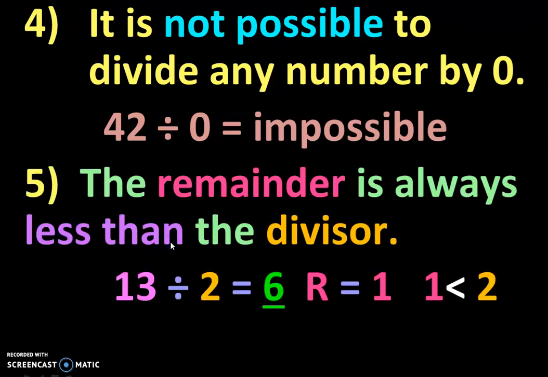Okay, then the next property: the remainder is always less than the divisor. Here we have already done this. 13 divided by 2 is equal to 6 and the remainder is equal to 1. So here the remainder is always less than our divisor, which is 2. Always the remainder will be less than the divisor. Keep that in mind. Okay, that is our property number 5.